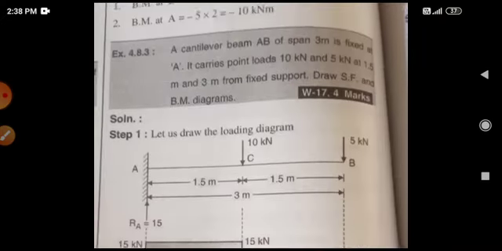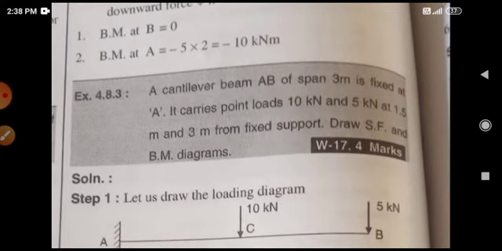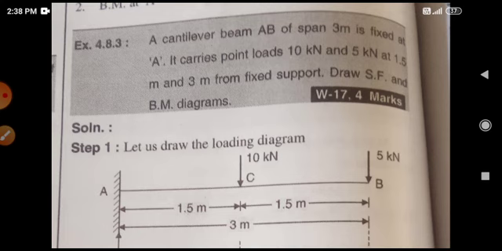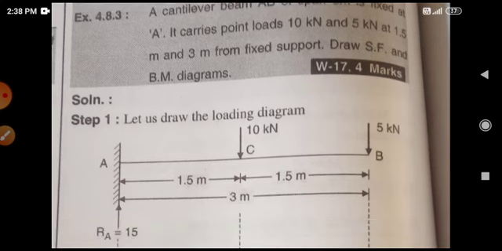Let's understand all this shear force and bending moment diagram through a few given examples. Let's see that. First example: a cantilever beam AB of span 3 meter is fixed at A. It carries point loads of 10 kN and 5 kN at 1.5 meter and 3 meter from the fixed support. Draw SF and BM diagrams.